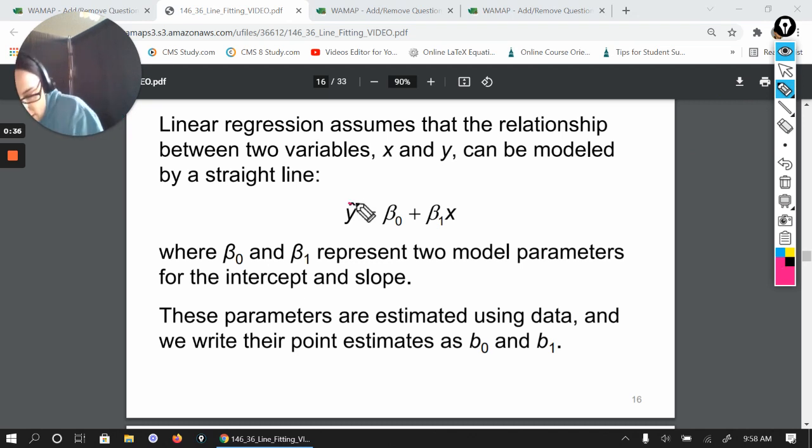So this would be y, ignore the hat there, so just cross that out. So y equals beta naught plus beta 1 times x, where beta naught and beta 1 represent two model parameters for the intercept and slope. These parameters are estimated using data, and we write their point estimates as b naught and b1.